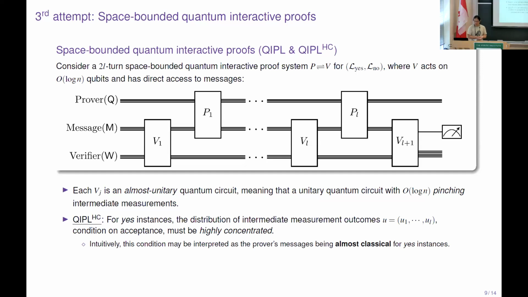We also define something called QIPL-HC, with a high concentration condition in the yes instance. Intuitively, this condition can be interpreted as the prover's messages being almost classical for the yes instance. It's easy to see that both QIPL and QIPL-HC contain the IPL model, so they are powerful enough for our purpose.